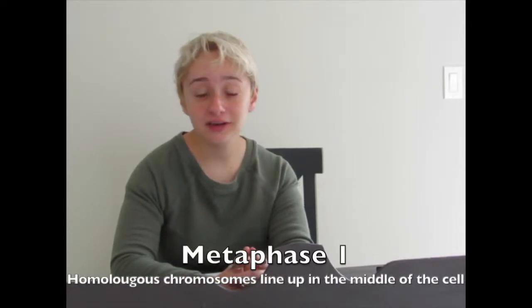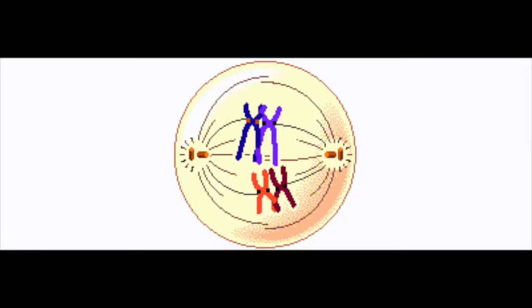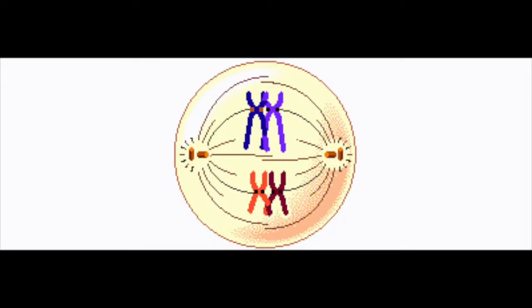Next up is the first metaphase. The pairs of homologous chromosomes, now tightly coiled, line up in the center of the cell, equidistant from both poles. Spindle fibers from one pole of the cell attach to chromosomes for each pair, and spindle fibers from the opposite pole attach to the homologous chromosome.